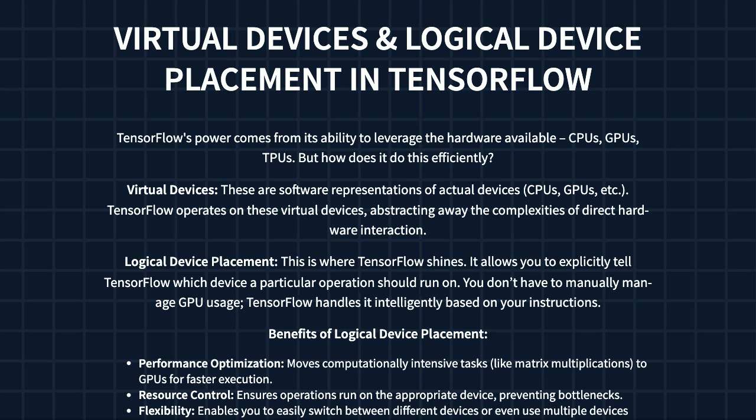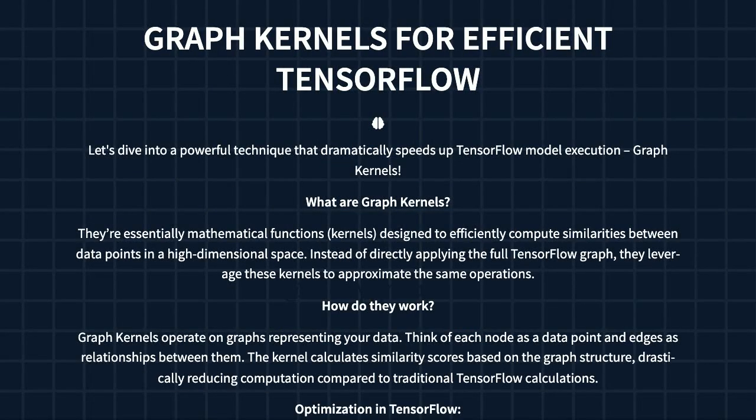Okay, so we're talking about a clever trick called graph kernels. Basically, they're like shortcuts for TensorFlow. Instead of running the whole model every time, these kernels use mathematical functions to quickly estimate how similar data points are. It's all based on the structure of the data. Think of it as looking at relationships between things rather than just individual values. TensorFlow uses this internally, especially when dealing with really big datasets or complex models, leading to a significant speed boost and reduced memory usage.